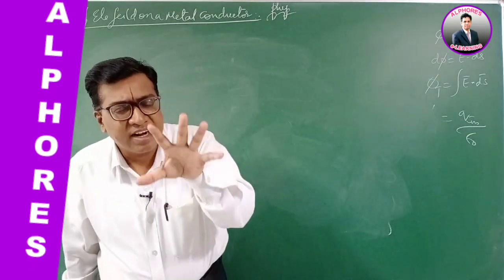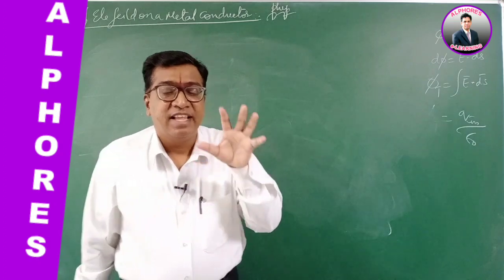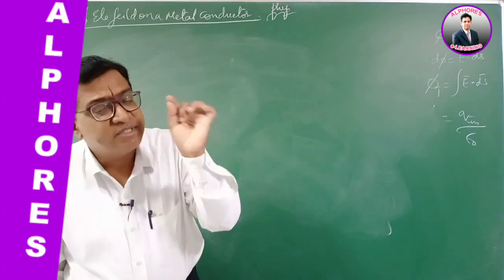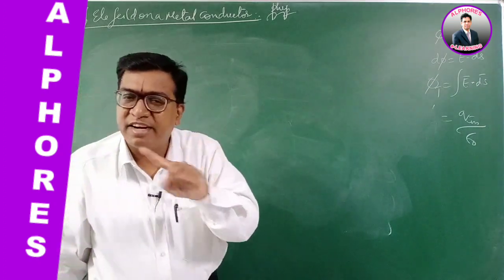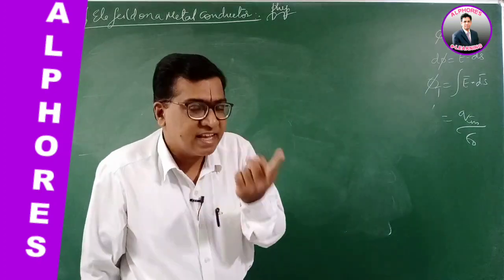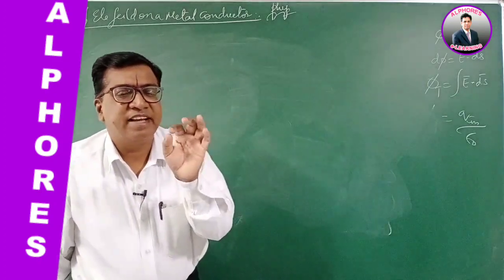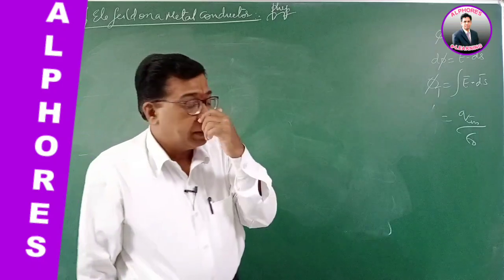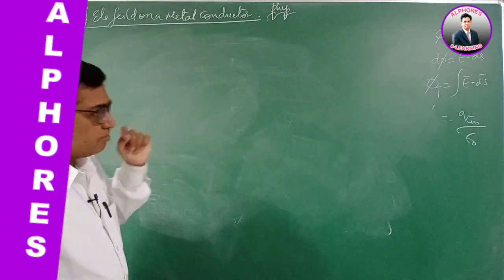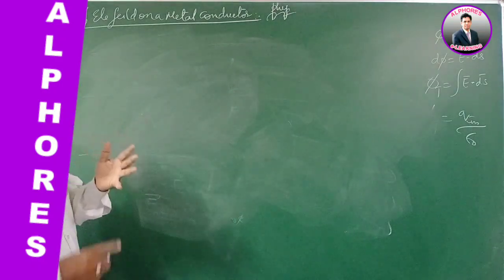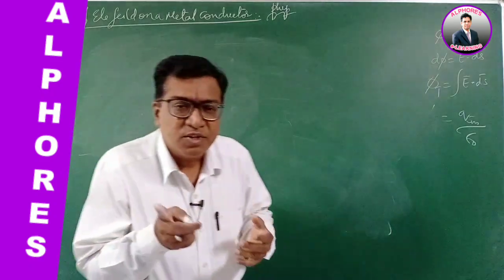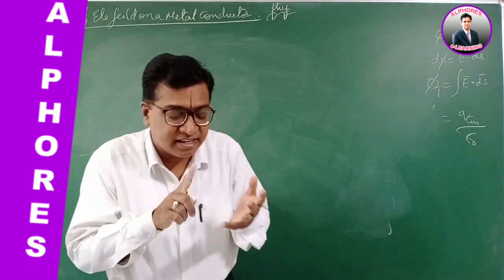So whenever a metal conductor is placed in an external electric field, an electric field is induced inside the conductor which is equal and opposite to it. As a result, the electrons inside experience no net force. The net force becomes zero. So an equal and opposite electric field will be induced. The net electric field inside the metal conductor is zero.